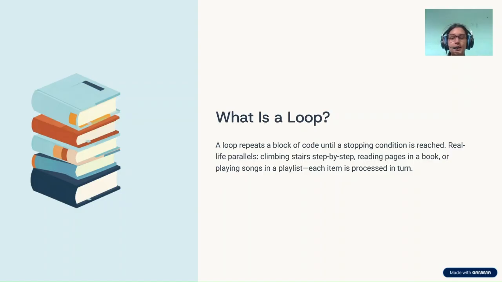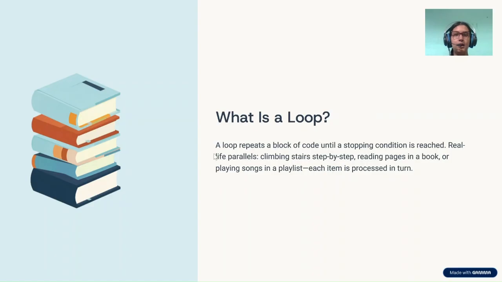Think of everyday examples. Climbing stairs: you repeat the same action for each step. Reading a book: you turn one page after another until you reach the end of the book. Or listening to songs in a playlist: the music player repeats the same action for each song. Loops in programming work in a similar way.